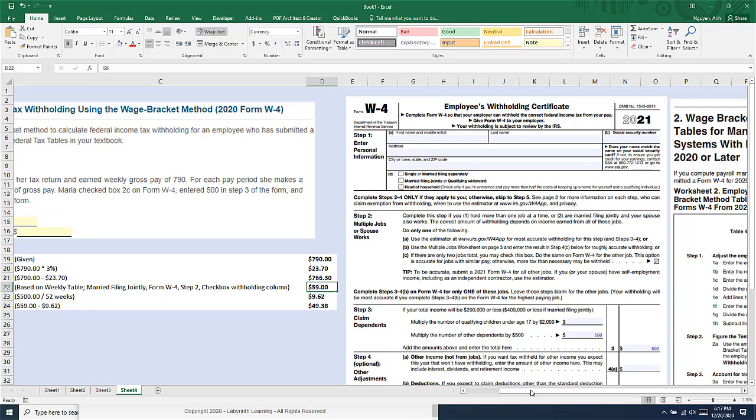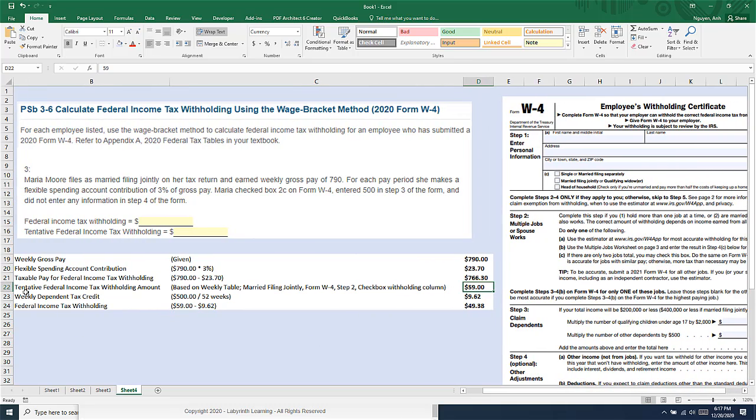So $59 is the answer to the tentative federal income tax withholding. That goes here. And that is the amount of tax withholding as a result of the taxable pay of $766.30. $59 of that will be withheld from the paycheck. All right, but that's not the end of the problem, because the problem also indicates a dependent tax credit.